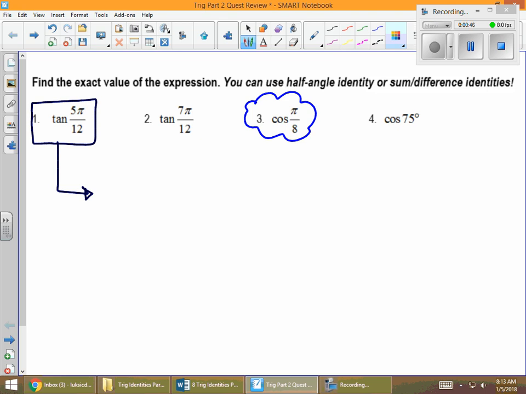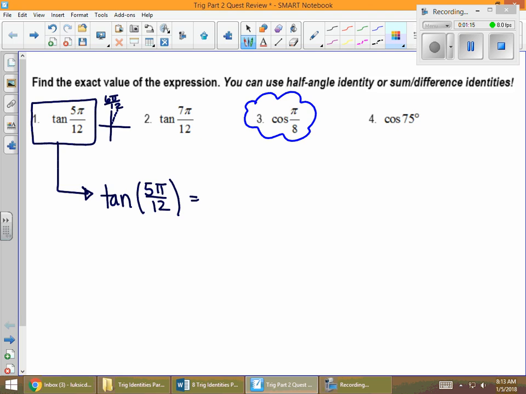5 pi over 12 is on the unit circle. It's a little less than 1/2, because 1/2 would be 6 pi over 12. So it's about right here. So we need to find two first quadrant values that are going to add to 5 pi over 12. Since that's not a value we have memorized, I'm just going to rewrite down here. And I usually do a little work off to the side to see what I can get toward here.